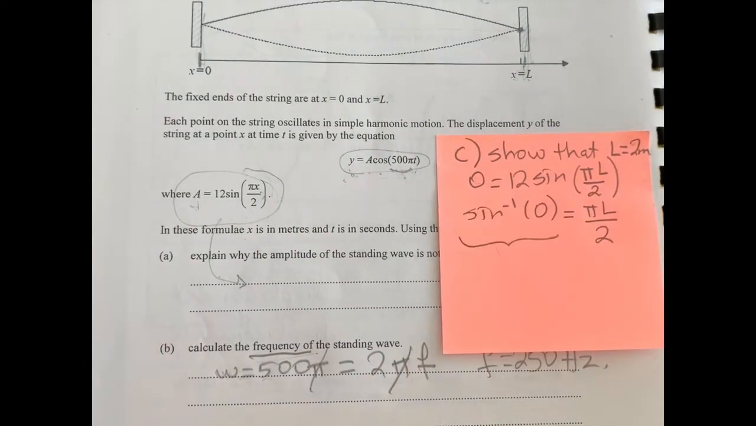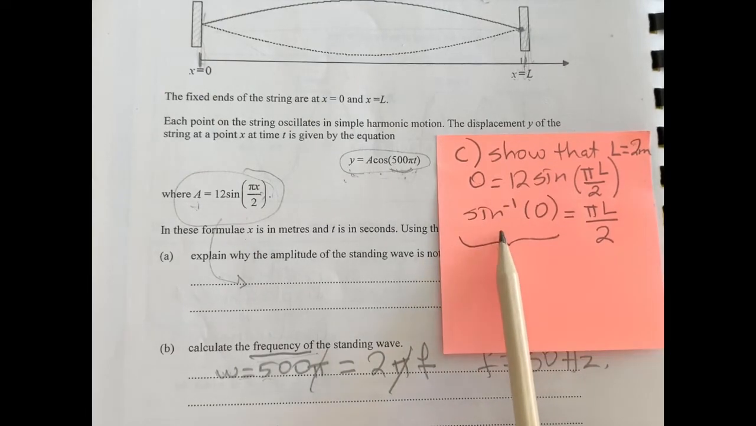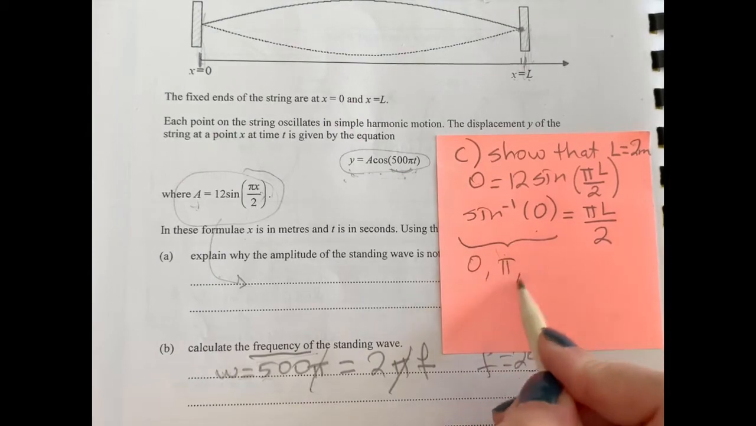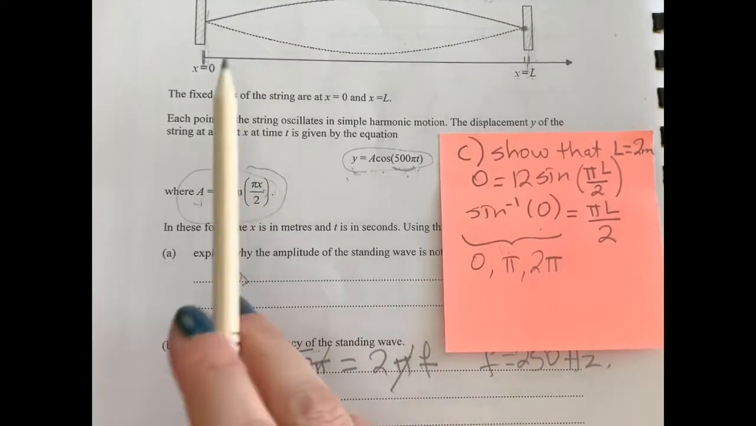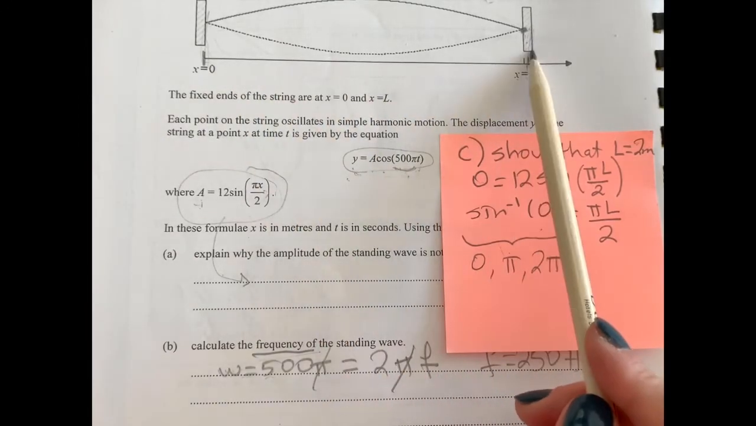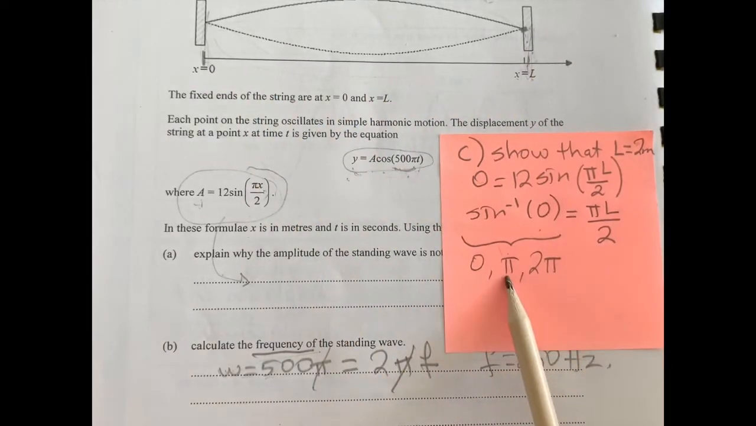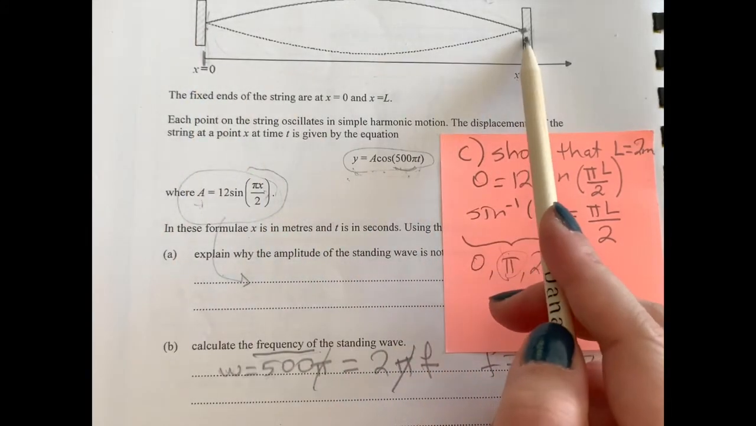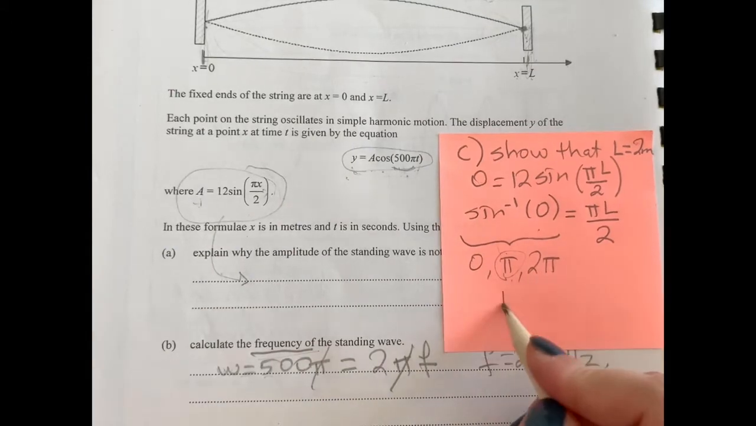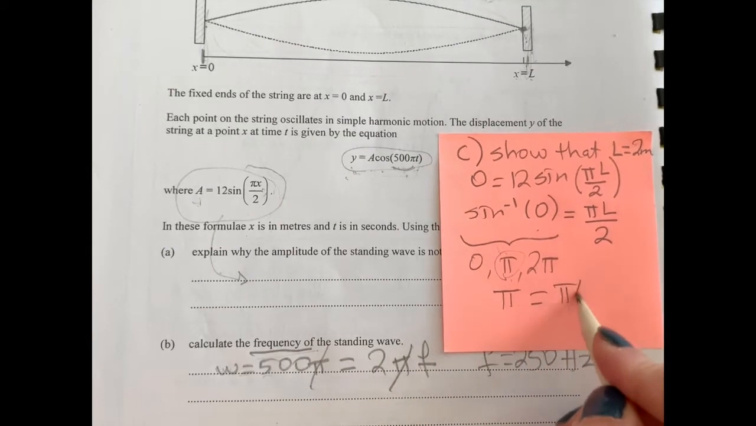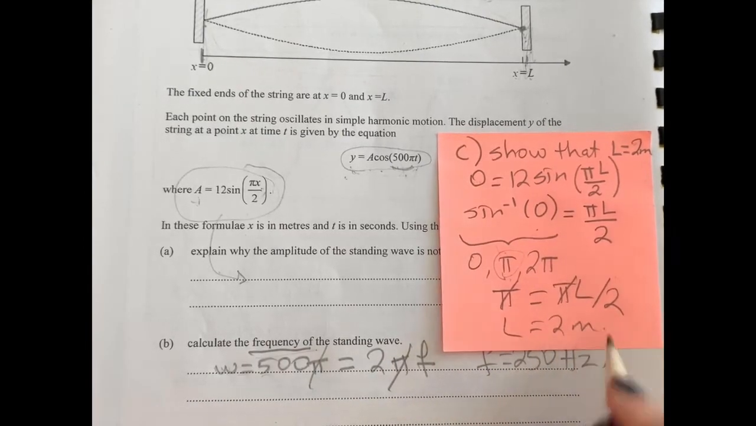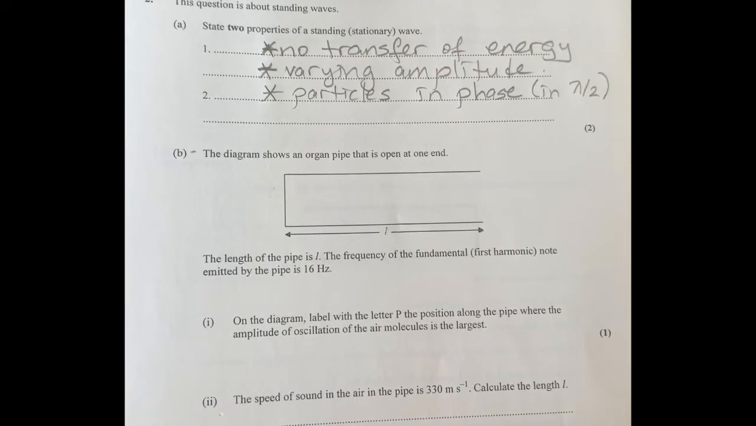And then we solve. Now we need to write an angle for sine inverse of 0. We know this is either 0 or pi or 2 pi. Looking at the location of L, L is half a wavelength, so it must be at pi, because at 0 it would be here, at pi it would be here. So I'm going to use pi and set that equal to my L, cancel the pi's, this gives L equals 2 meters.